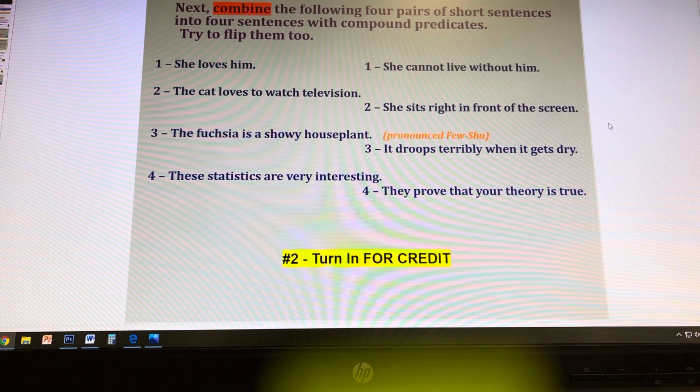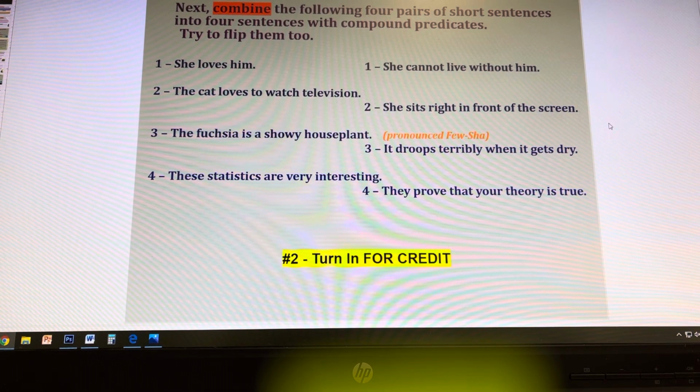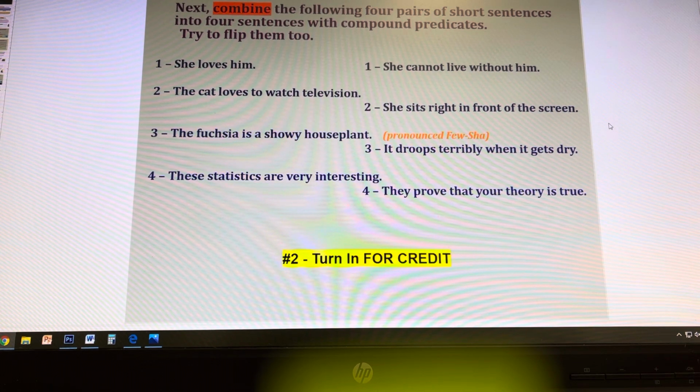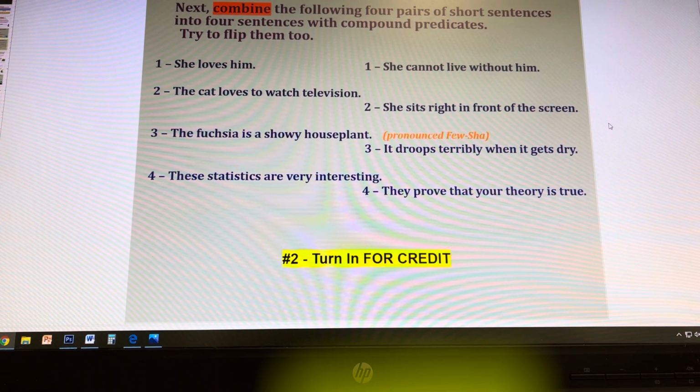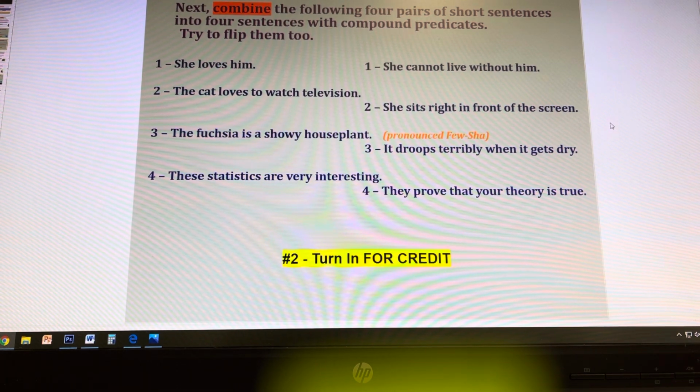So, she loves him. She cannot live without him. We have she as the subject. So she loves him and cannot live without him. Can we flip it? She cannot live without him and loves him. Does that work? Yes. So that one can be flipped. Some cannot. So I would like for you now to do the remaining three and tell me whether they can be flipped from the way that you put them together the first time. Pause the video now if you need to.